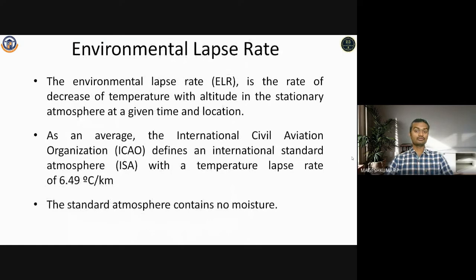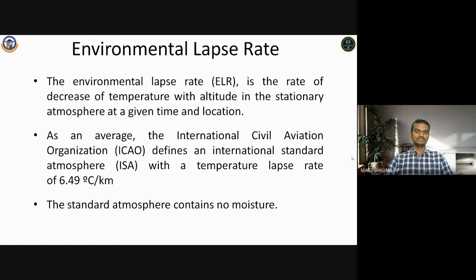And what do you mean by environmental lapse rate? This is like a base value from which we can compare the dry and wet adiabatic lapse rates. The environmental lapse rate is the rate of decrease of temperature with altitude in the stationary atmosphere at a given time and location.